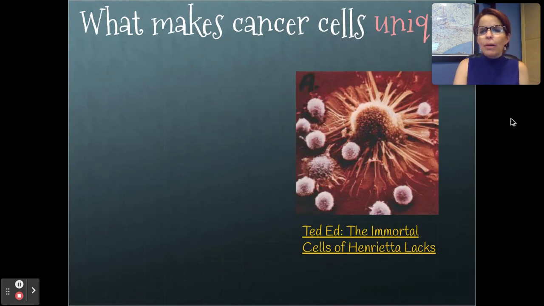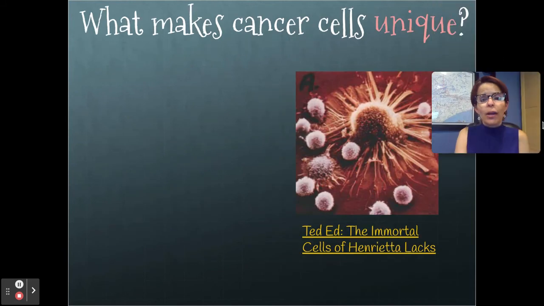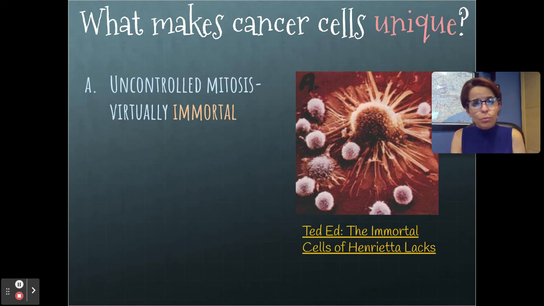All right, let's talk about what makes cancer cells unique. We already know that they go through uncontrolled mitosis. It turns out they're virtually immortal. Cancer cells can divide and divide and divide. Most cells in your body only divide about 40 times and then they stop dividing. They just get old and they stop dividing. But cancer cells have had these weird mutations that allow them to keep dividing even though they have other things wrong with them, and they can keep going and going.